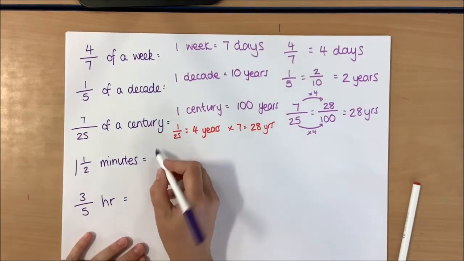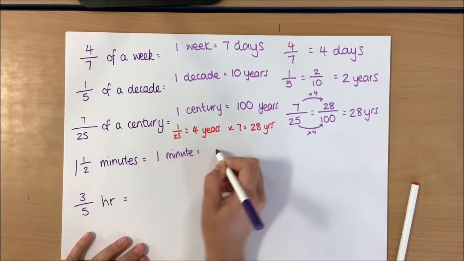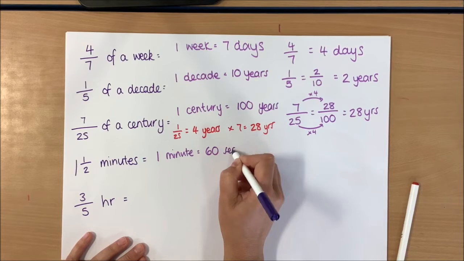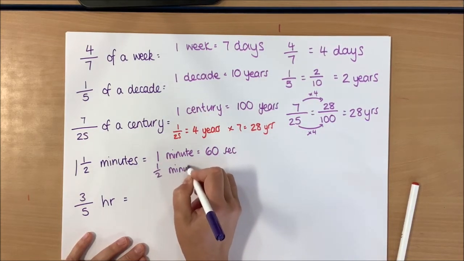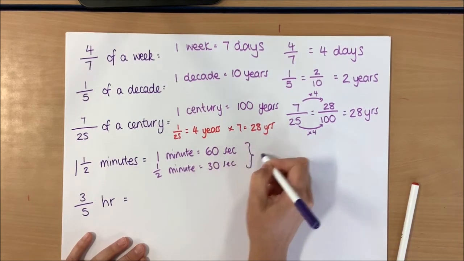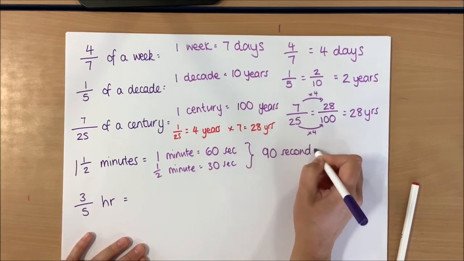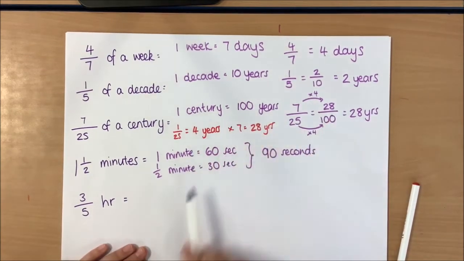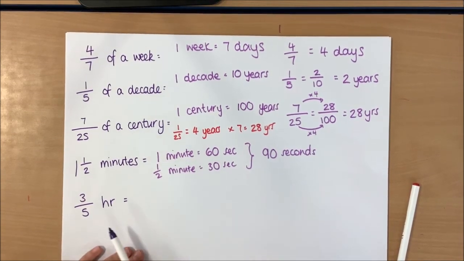1.5 minutes. Well, 1 minute is 60 seconds. Half a minute, therefore, must be 30 seconds. And then we add them together to make 90 seconds there. Again, there are different ways of working this out. You don't have to use my way. This is just my way of modelling a possible way to get the answers.